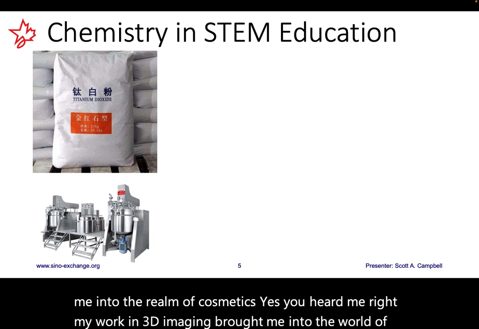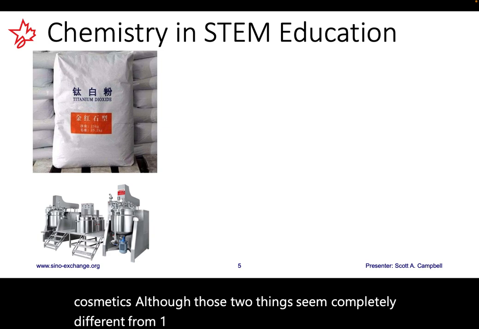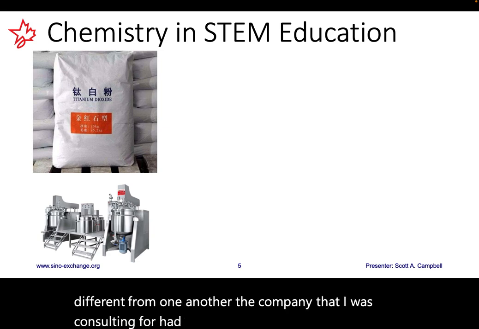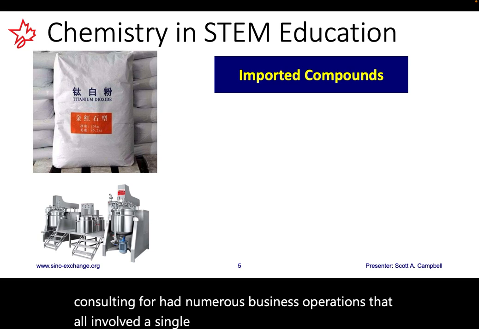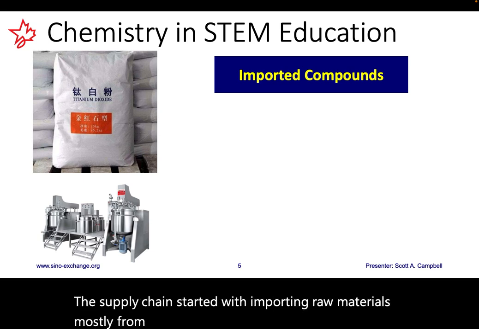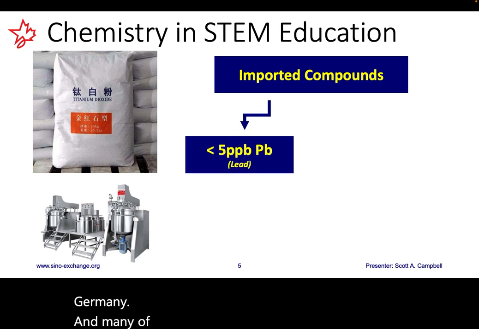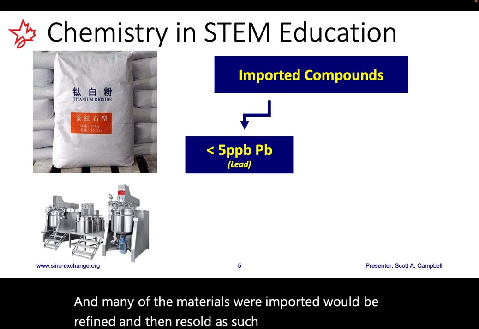Although these two things seem completely different from one another, the company that I was consulting for had numerous business operations that all involved a single supply chain. This supply chain started with importing raw materials, mostly from China, but also from America, Japan, and Germany. And many of the materials that were imported would be refined and then resold, such as titanium dioxide, tin oxide, ferric oxide, and so on.